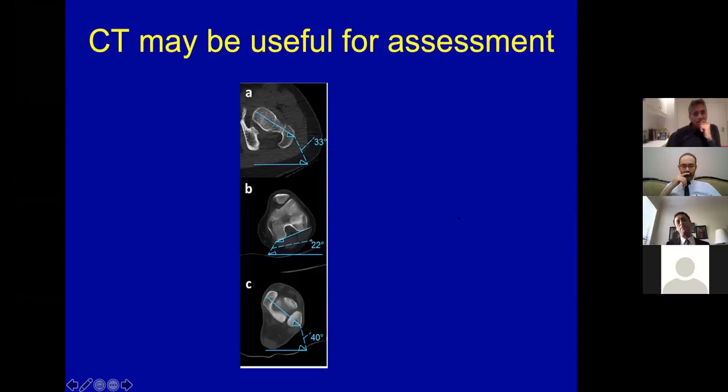CT can be helpful. We don't like to expose kids to radiation. Most of the time I rely on the clinical exam. By clinical exam, I will know the amount and the degree of correction I need to do if I need to address it with surgery. With the CT, you can measure the femoral neck axis compared to the posterior femoral condyle axis, and then you can calculate the amount of the rotation. And the bottom picture is just to measure the amount of rotation at the tibia, at the intermalleolar axis as well.